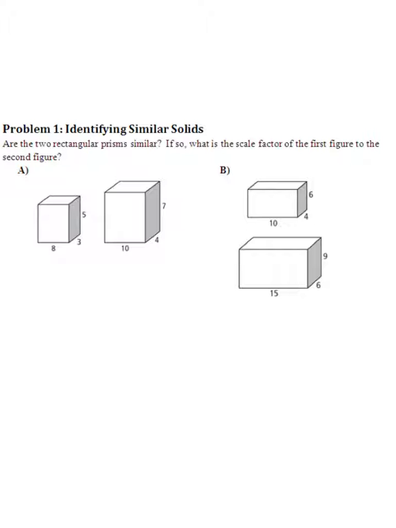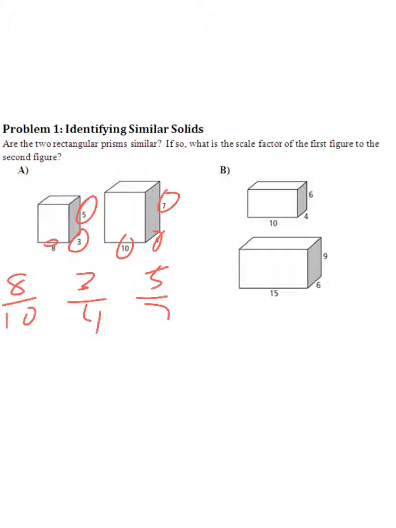The question is, are the two rectangular prisms similar? If so, what is the scale factor of the first figure to the second? The way we're going to do that is we're going to look at the corresponding side lengths. So for this first one in A, we've got 8 and 10, we've got 3 and 4, and we've got 5 and 7. So if they are similar, all three of these fractions should be the same.